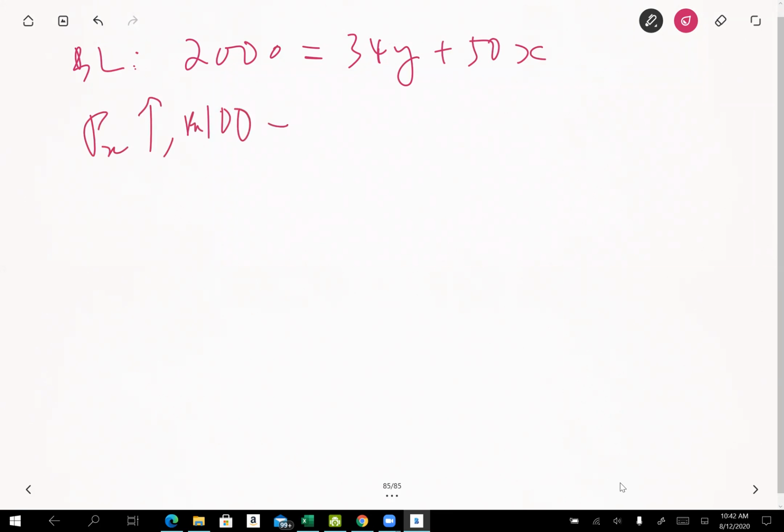Now what happened to the budget line? Okay, I want you to do it. I know probably you know what the shift is. I want you to come up with the new budget line. The price of X is now 100. See how the budget line shifts, and show it on the graph. Okay, do it now. I'll give you 2 minutes.